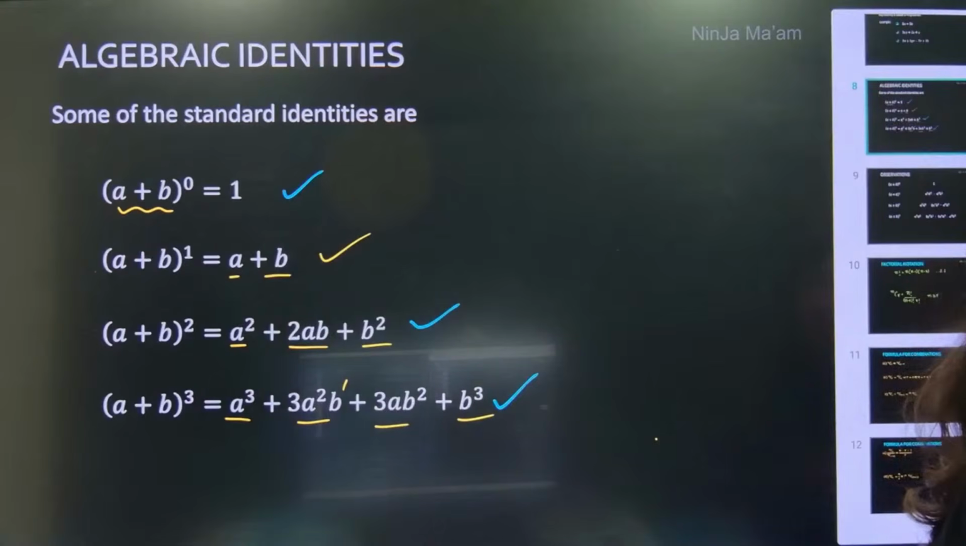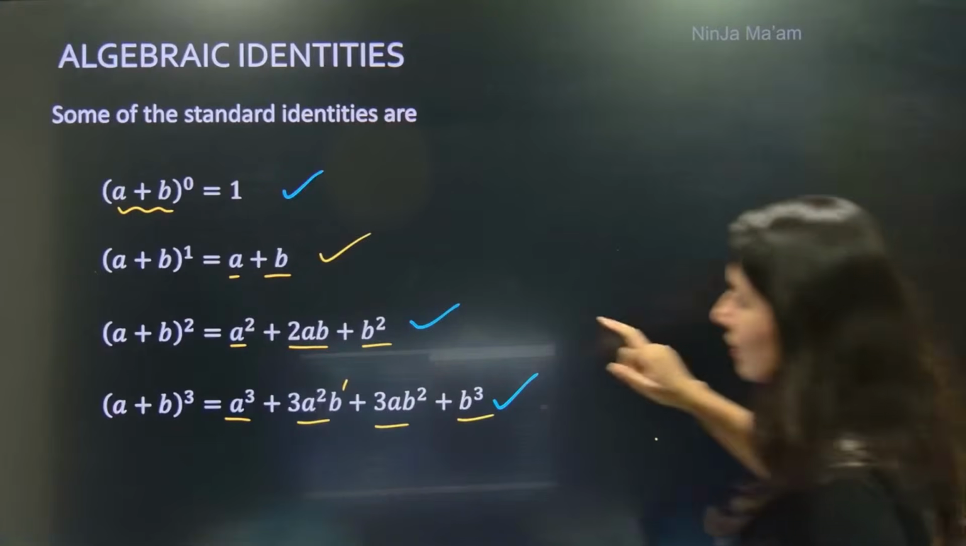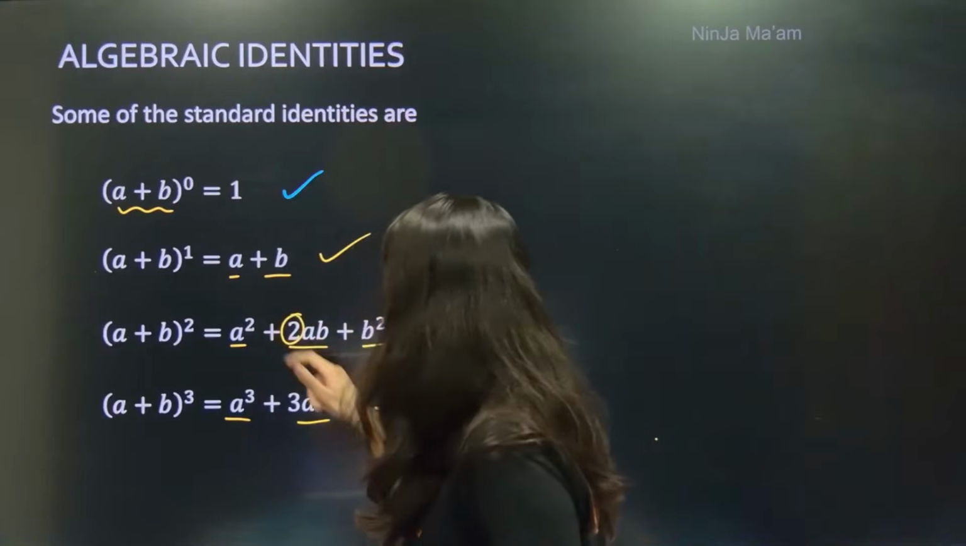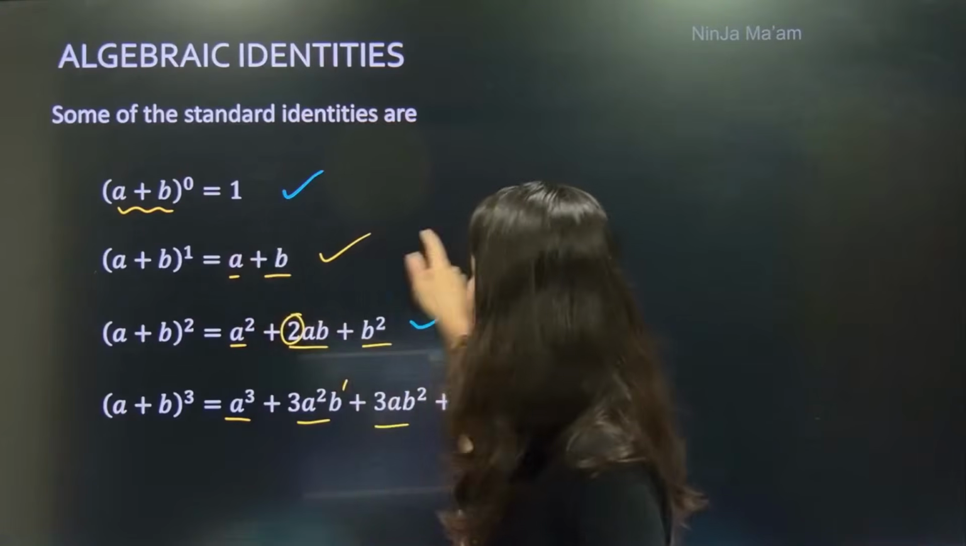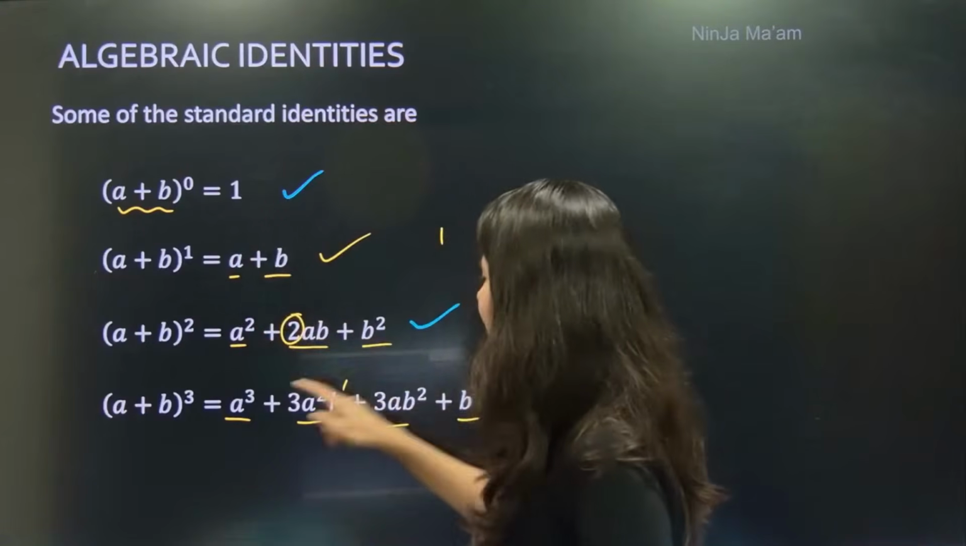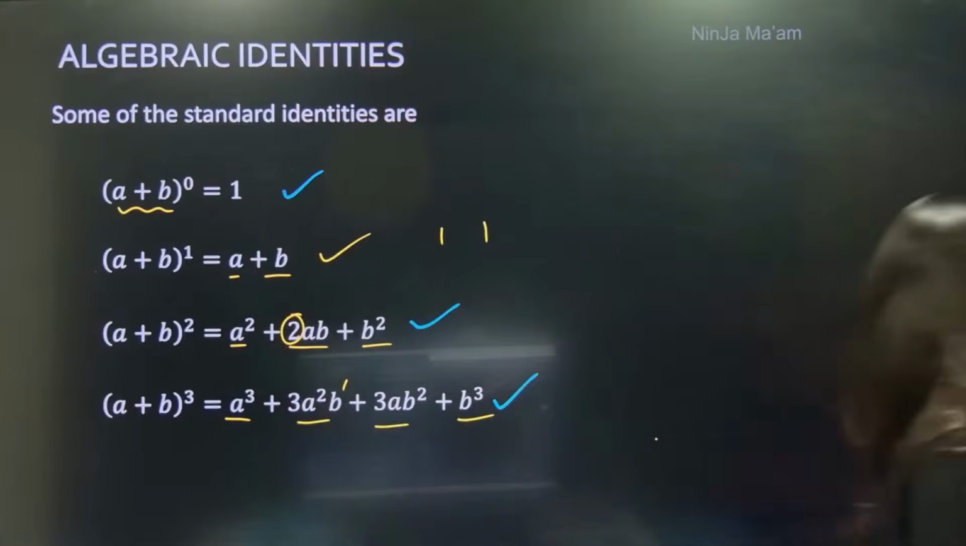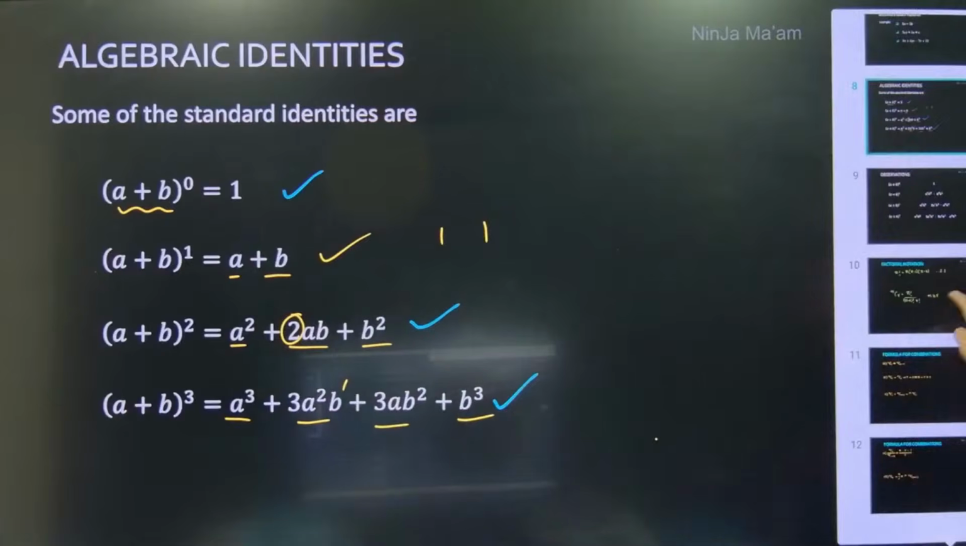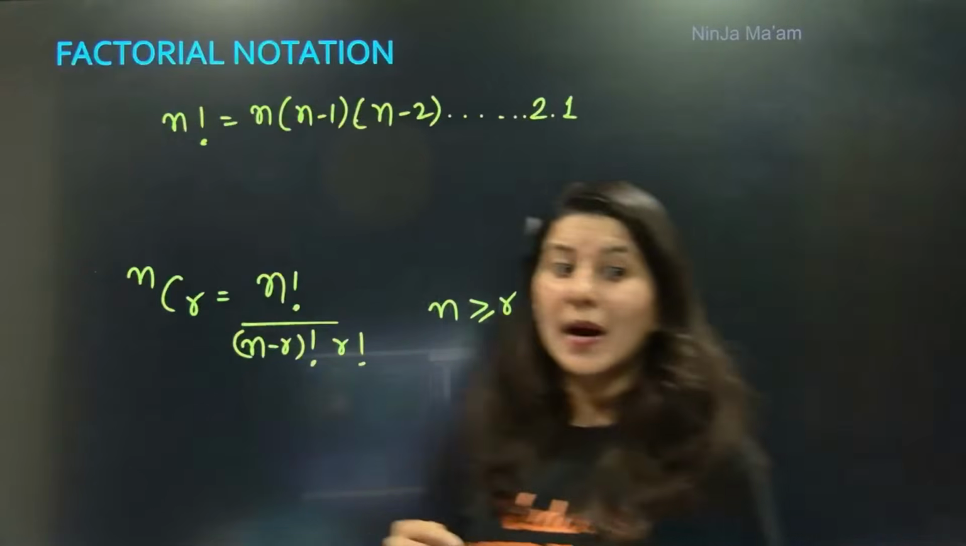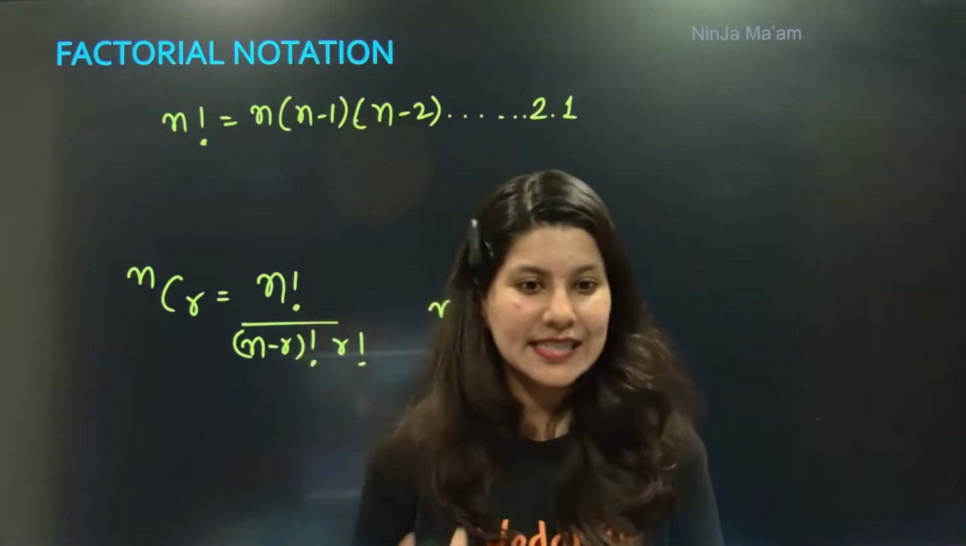Now here comes the factorial notation. Understand, we are looking for the coefficients over here. The coefficients are 1, 1. 1, 2, 1. 1, 3, 3, 1, right? So what is the coefficient? For the coefficient, we need to know about the binomial coefficient, NCR.